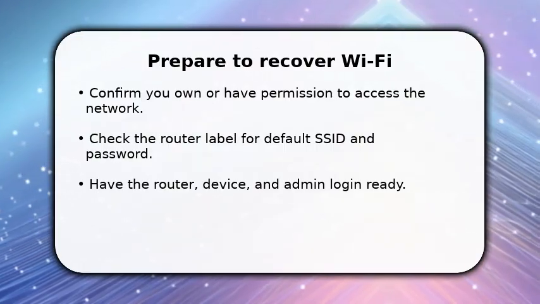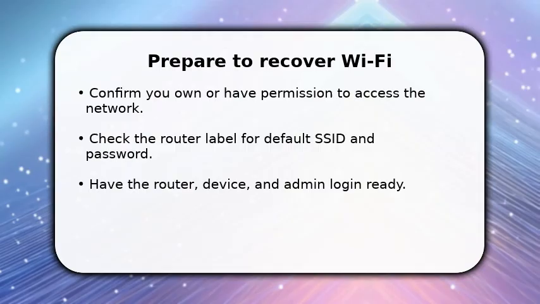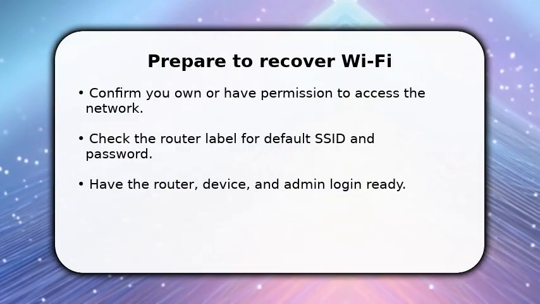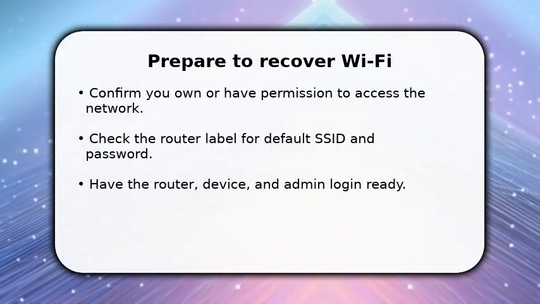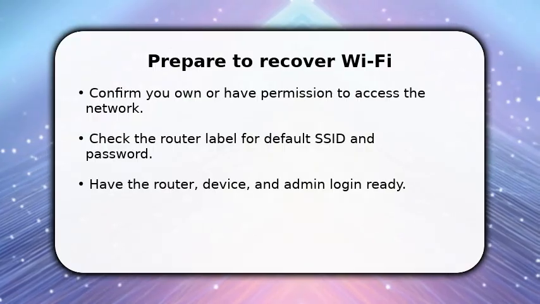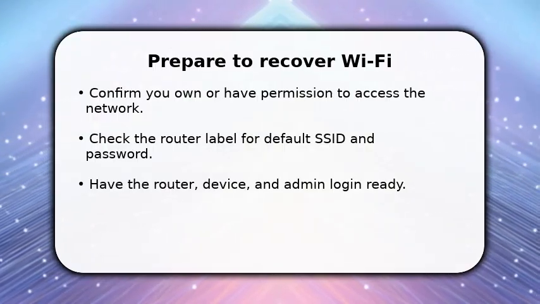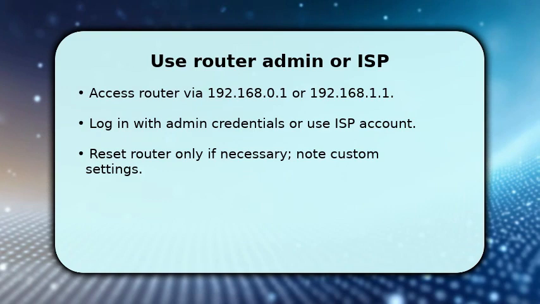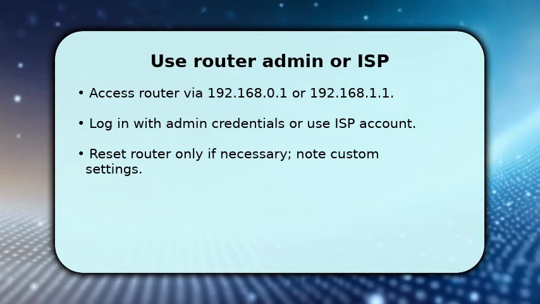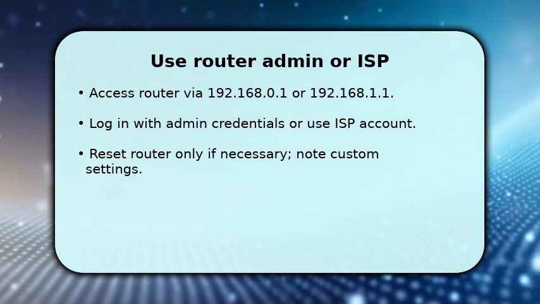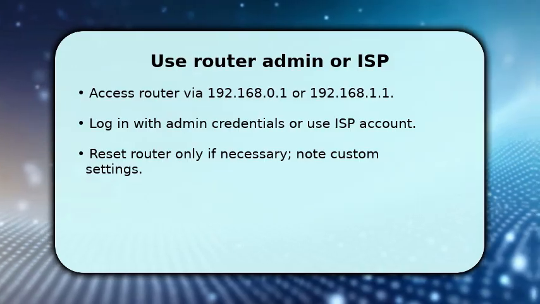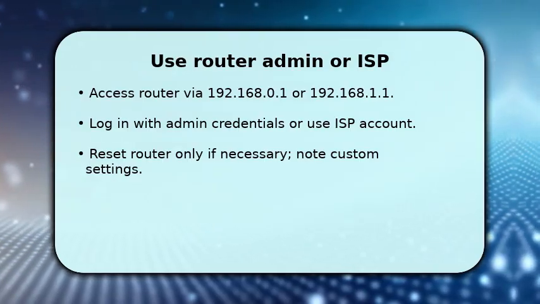Make sure you have the admin username and password or proof of account with your ISP before proceeding. Those credentials let you view or change wireless settings without risky workarounds. Next, access the router's web admin page from a connected device using the local gateway IP. This is the safest way to view or change Wi-Fi credentials.